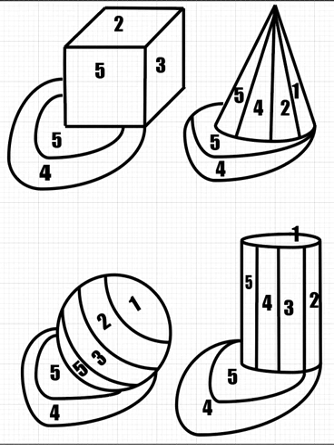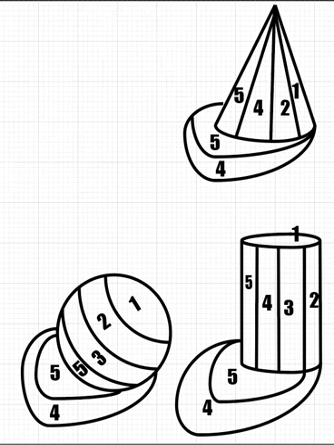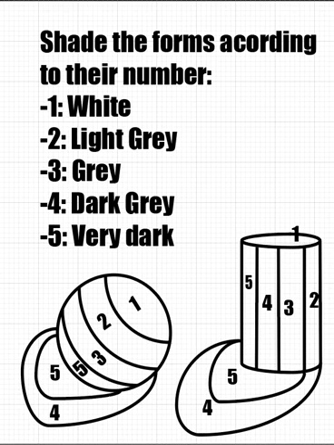Okay, so as I mentioned, we numbered all of these sections. Let me do away with the cube and the cone and put up the directions. So these directions are also posted in your assignment, but just letting you know here as well for clarity that number 1 is white, number 2 is light gray, number 3 is gray, number 4 is dark gray, number 5 is very dark.